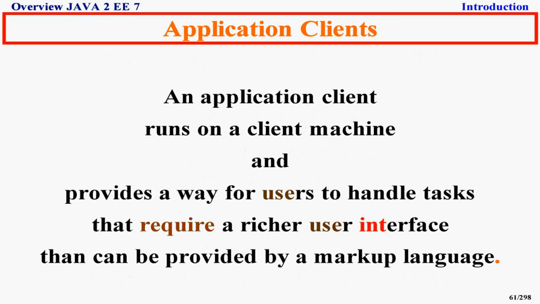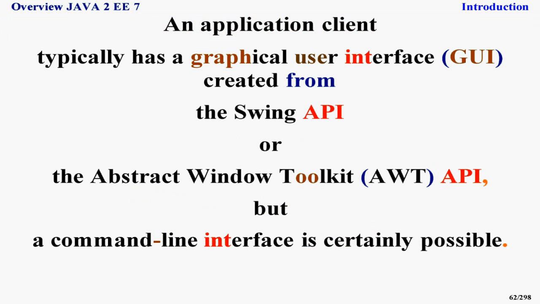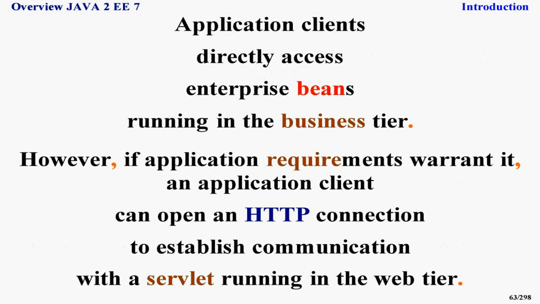Application clients. An application client runs on a client machine and provides a way for users to handle tasks that require a richer user interface than can be provided by a markup language. An application client typically has a graphical user interface (GUI) created from the Swing API or the Abstract Window Toolkit (AWT) API, but a command line interface is certainly possible. Application clients directly access enterprise beans running in the business tier. However, if application requirements warrant it, an application client can open an HTTP connection to establish communication with a servlet running in the web tier.